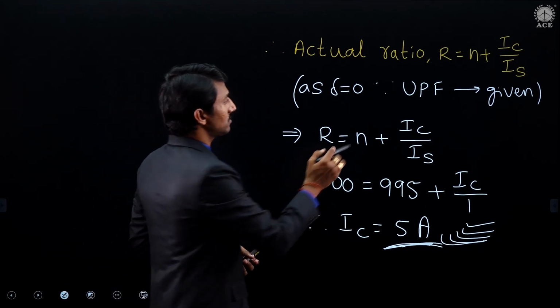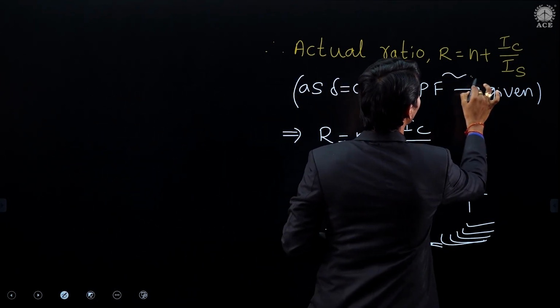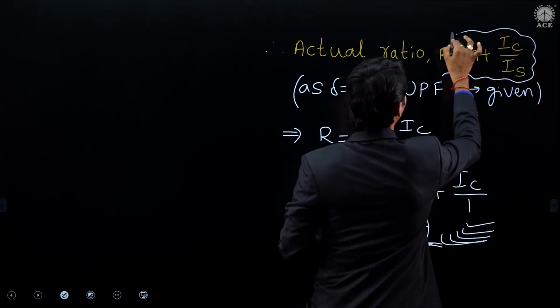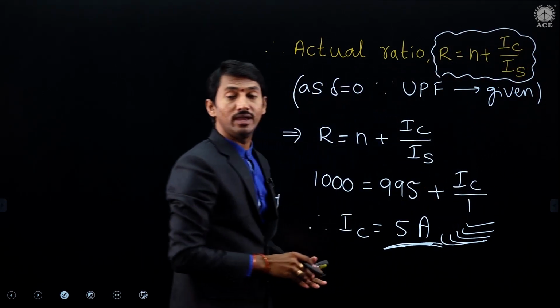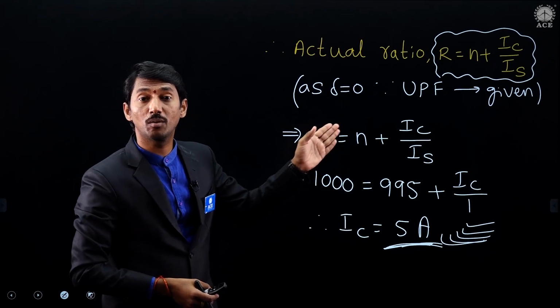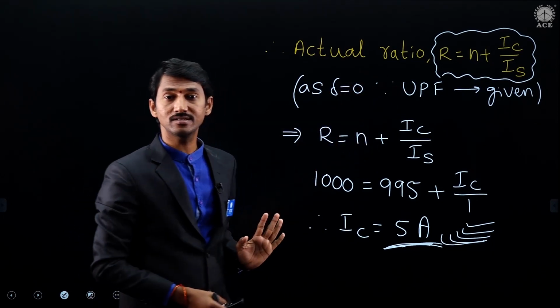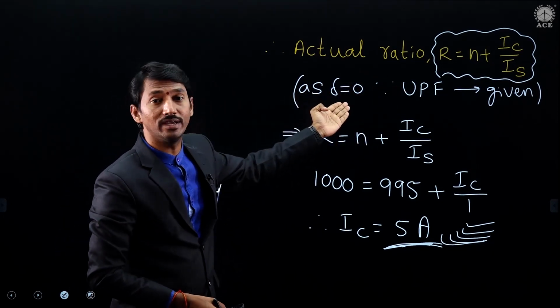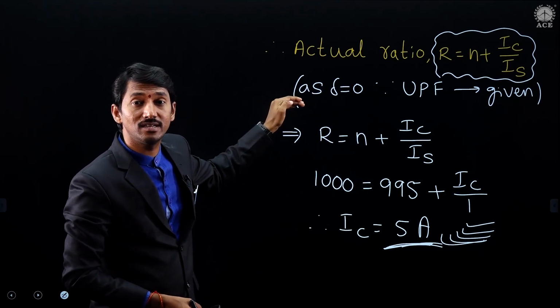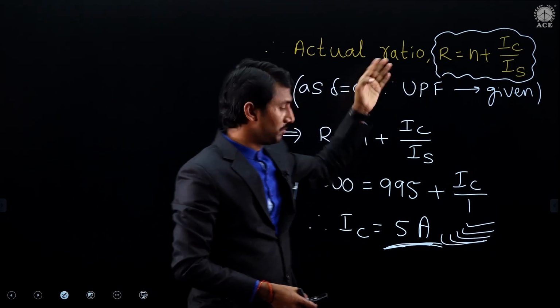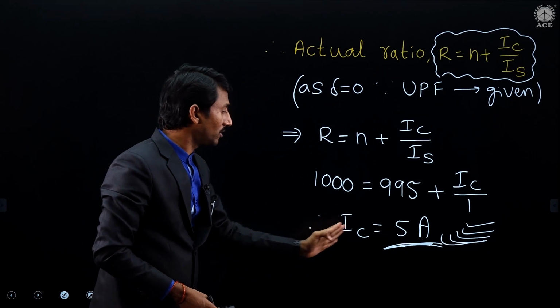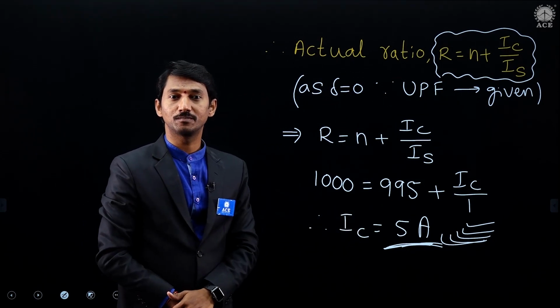But in this, you must be able to recollect this formula: R is equal to N plus (IC cos delta plus IM sin delta) by IS, and delta is 0. Why? UPF is given. If you understand this point, the formula will be simple, direct substitution. So the answer is 5 amperes. Clear?